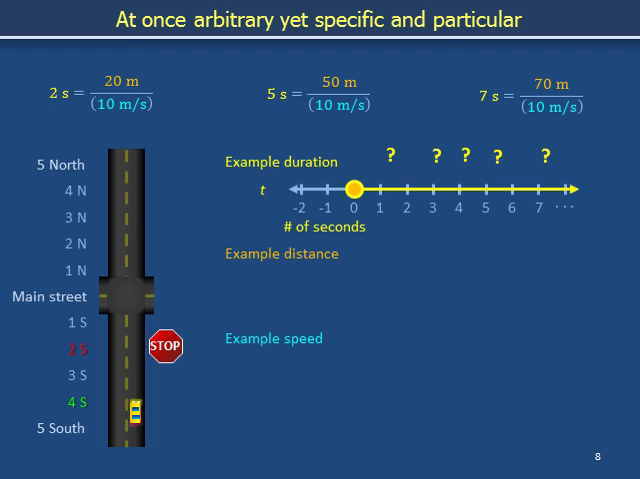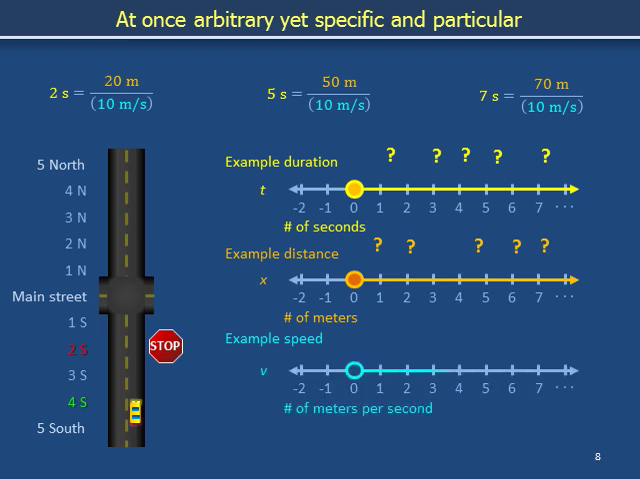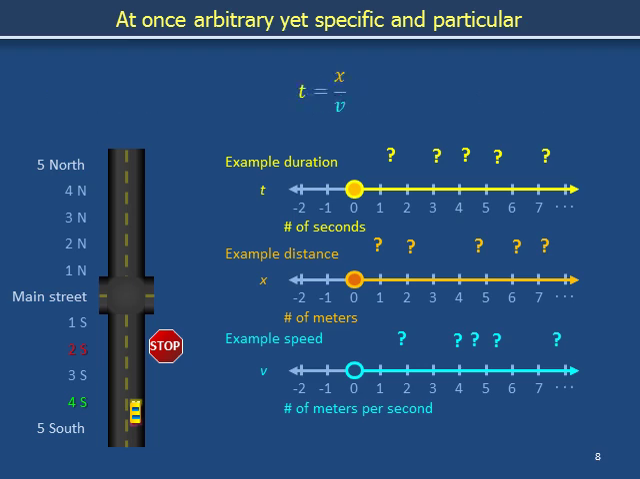seconds of travel. Let x be a specific and particular value drawn arbitrarily from the non-negative numbers representing the distance traveled in meters. And let v be a specific and particular value drawn arbitrarily from positive numbers representing speed in meters per second. In this way, we collapse a multitude of examples into a single expression.